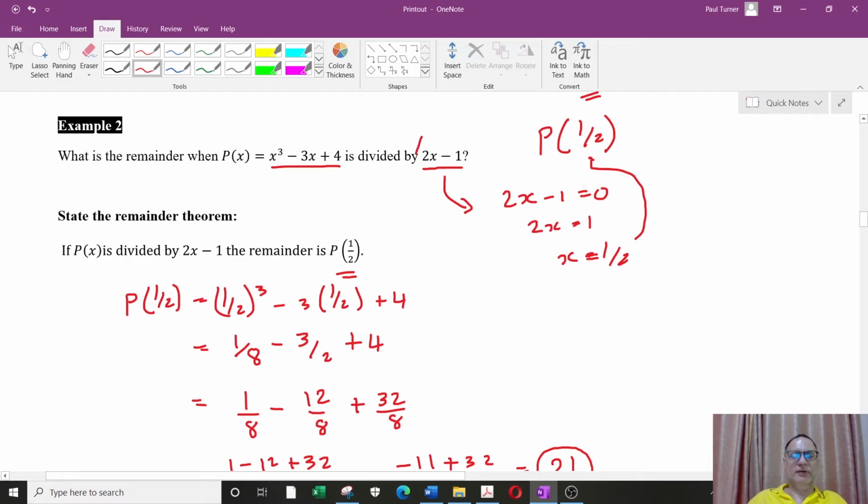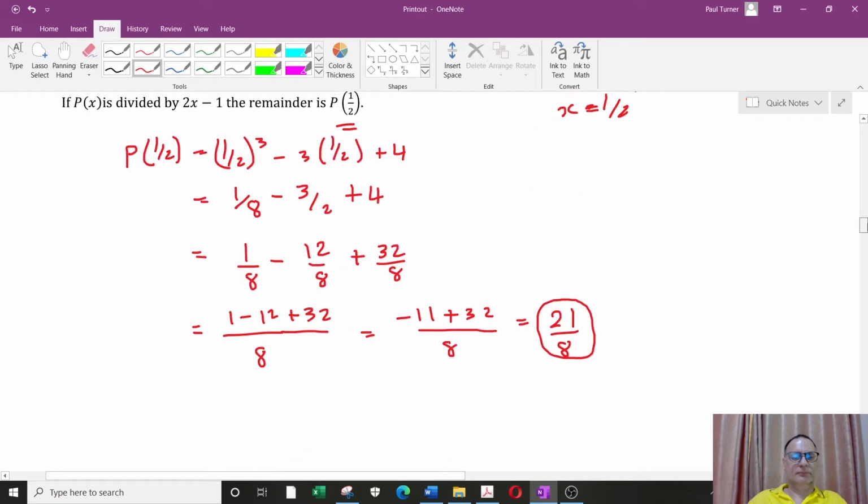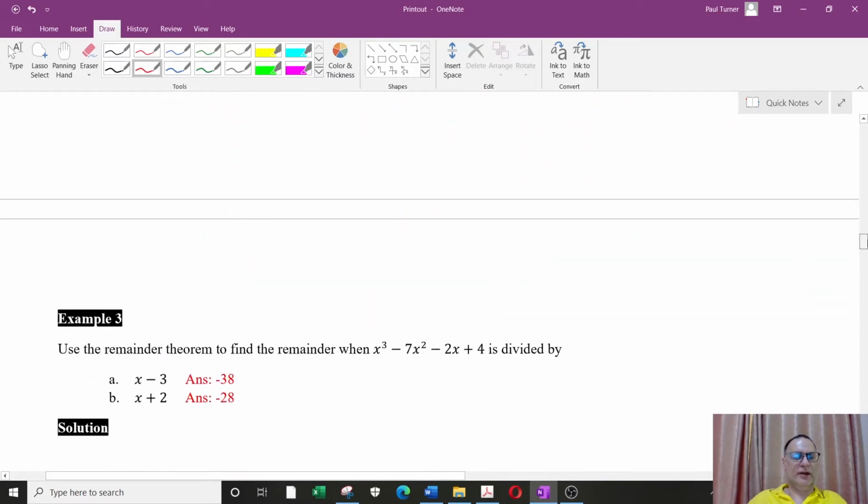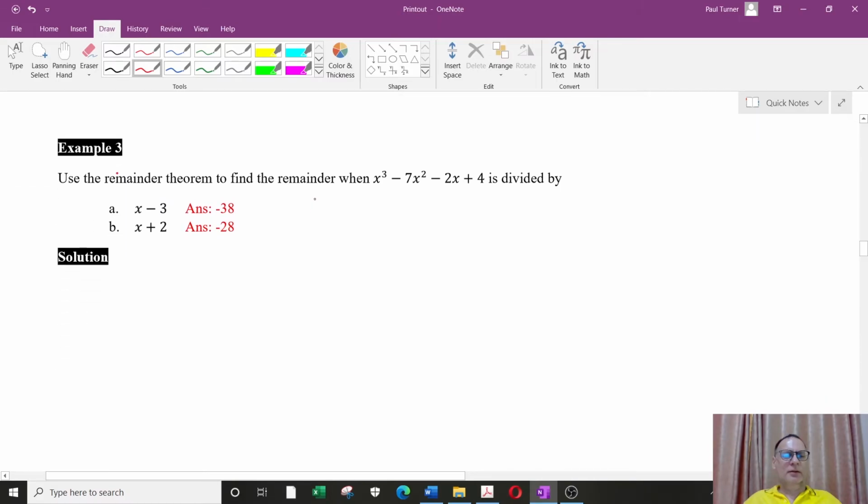So just bear that in mind when your divisors are in this form, ax minus b or ax plus b. And you're going to see one of those shortly. We're going to carry out some more questions using the remainder theorem. We want to find the remainder after we divide this polynomial by these divisors here.